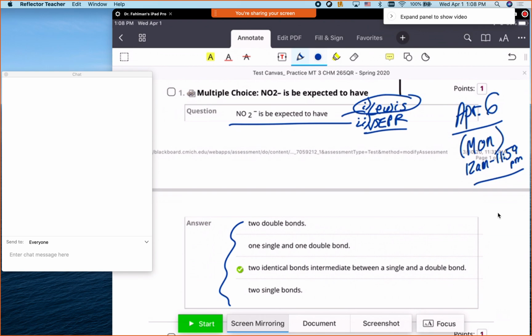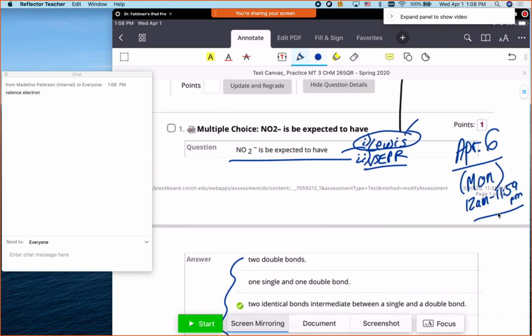The valence electrons? Yeah, so all of the valence electrons. And if it is an ion, a negative charge means that you add one more to that total. If it's 2 minus, then you add 2 more. If it's plus, then you take 1 away, etc. So this one would have how many valence electrons then?